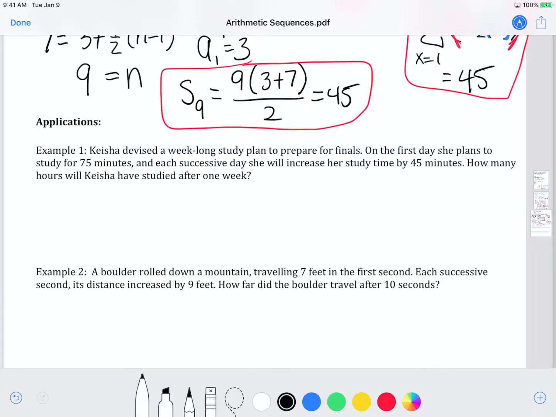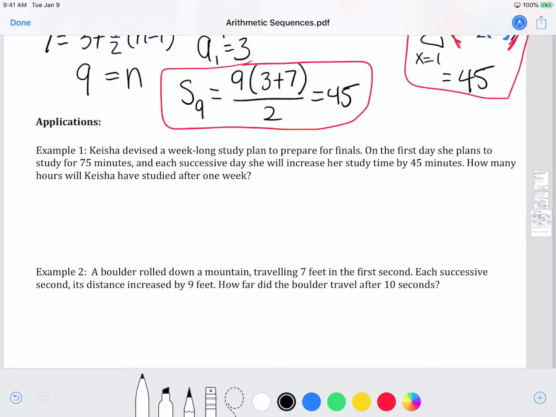So now we're going to talk about applications of arithmetic sequences. In example 1, it says Keisha devised a week-long study plan to prepare for her finals, and on the first day she plans to study for 75 minutes. In each successive day, she's going to increase her study time by 45 minutes.